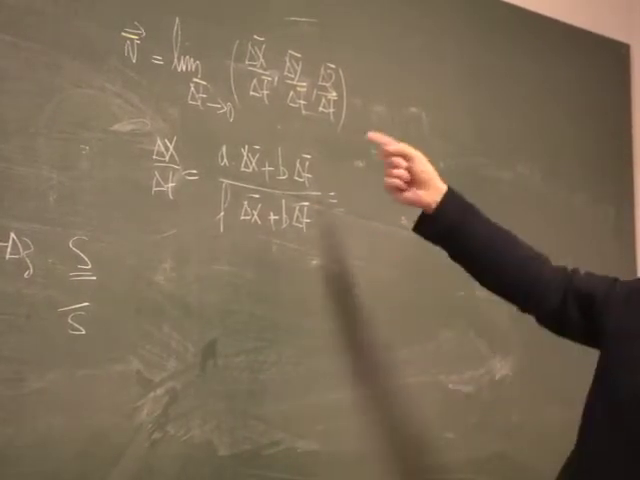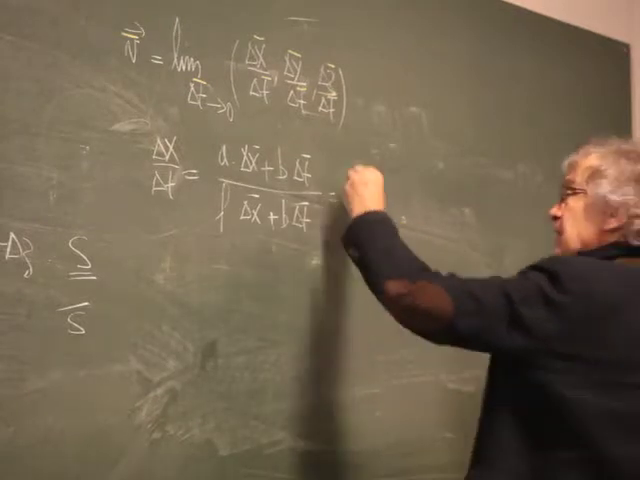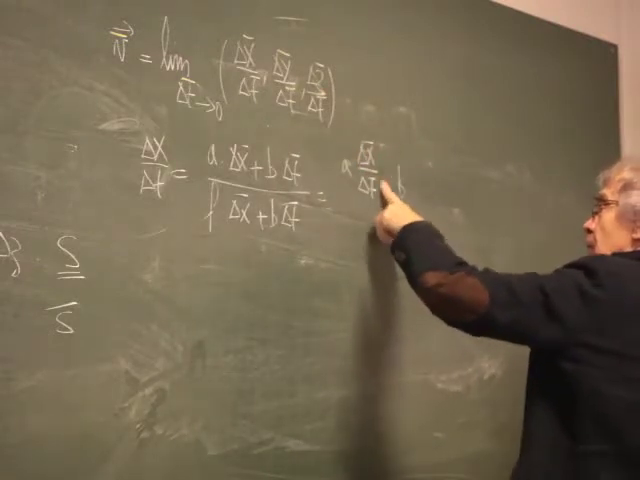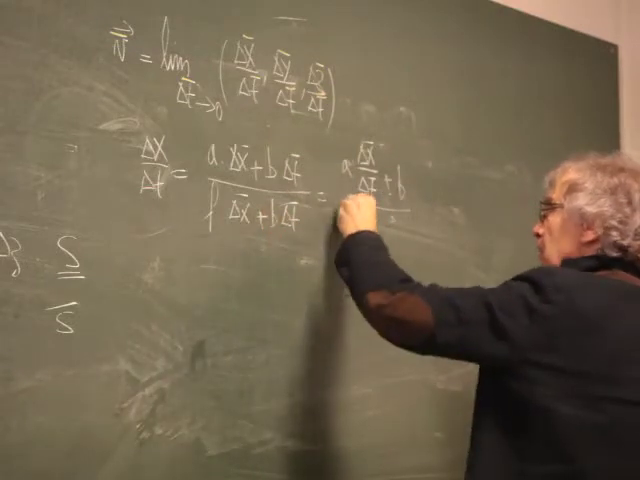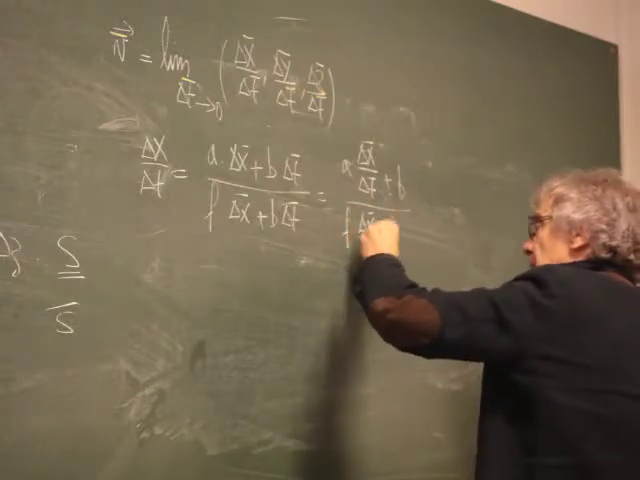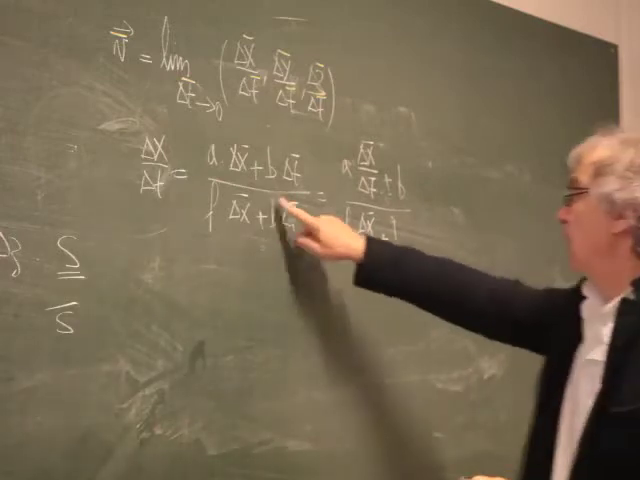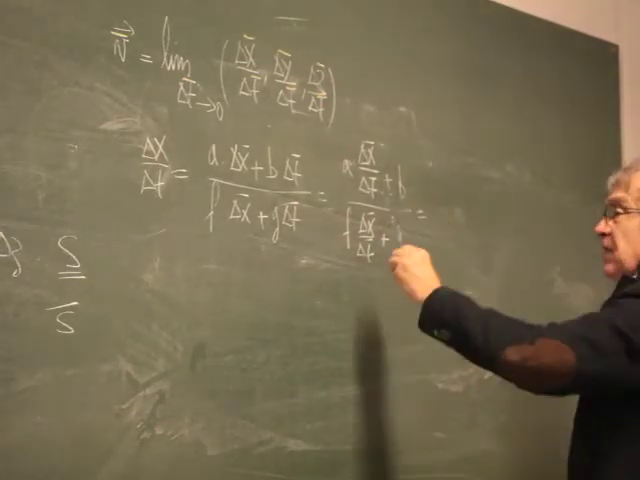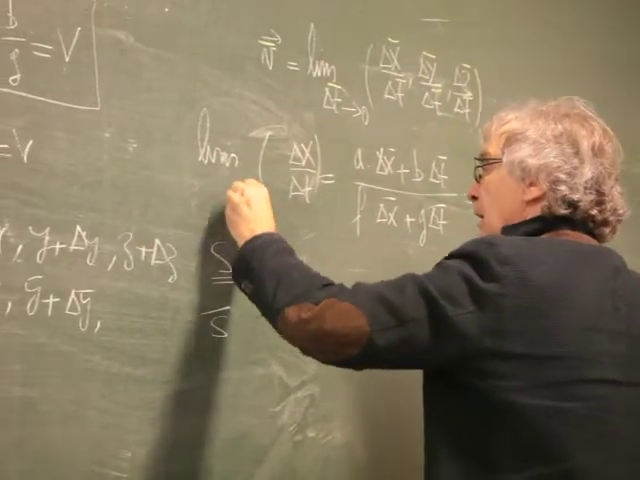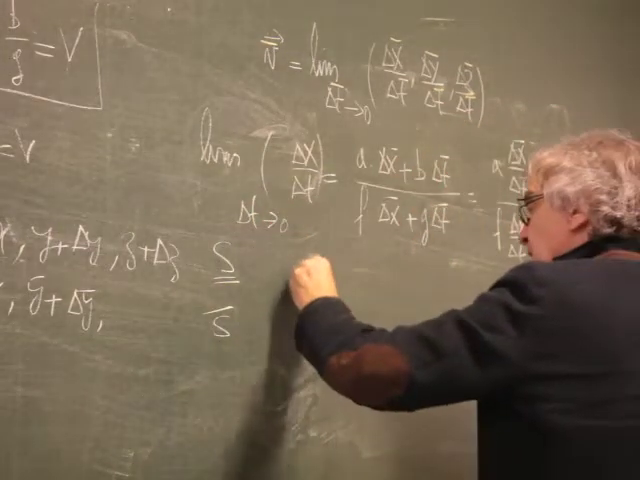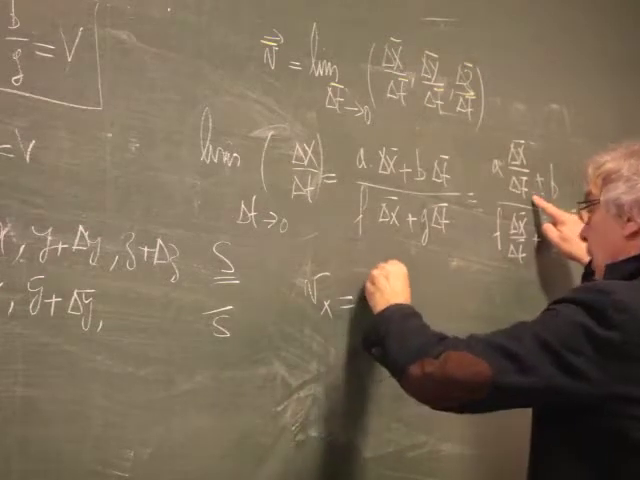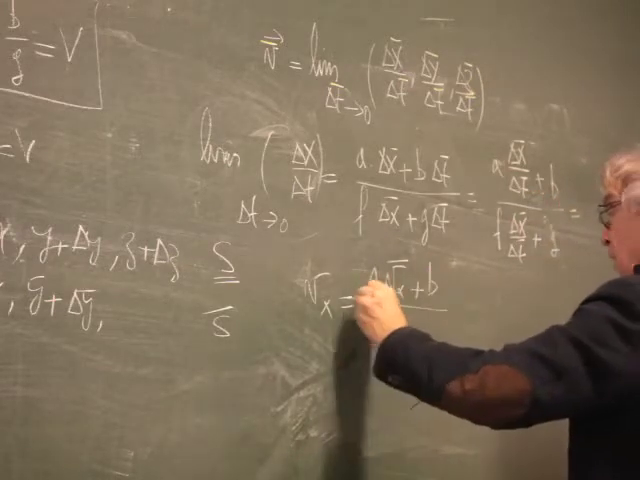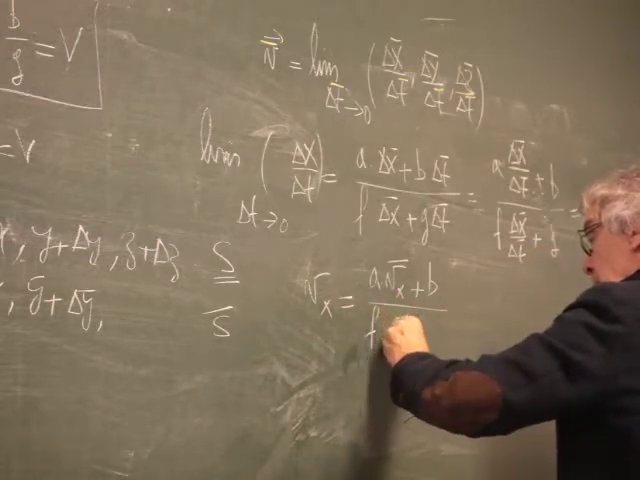Now I divide the numerator and the denominator by delta t bar. So I find that this is equal to A times delta x bar divided by delta t bar plus B, divided, and then I divide by delta t bar, so it's F delta x bar by delta t bar plus G. Do you agree with that? And now if I take the limit of this, when delta t goes to zero, I find that Vx is equal to A. Now, delta t bar goes to zero, so here it will be Vx bar plus B divided by F Vx bar plus G.